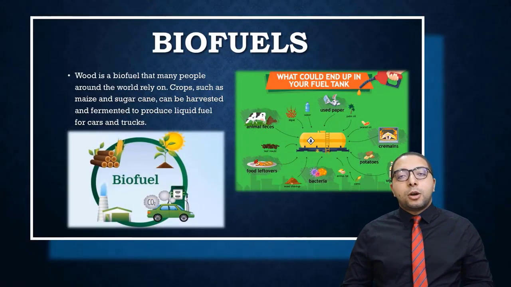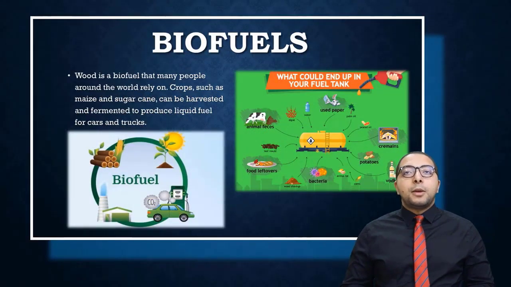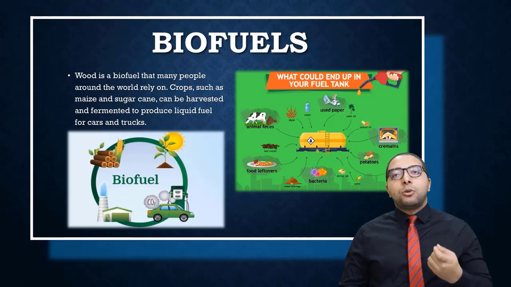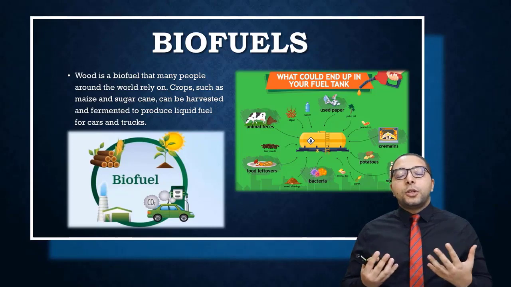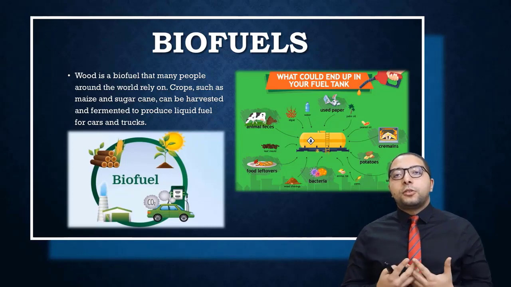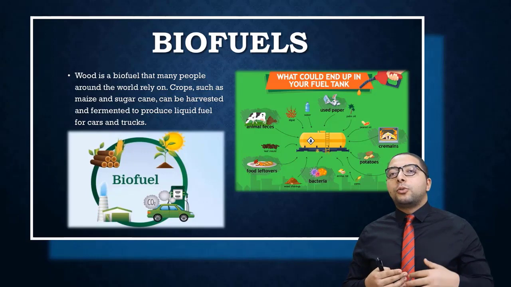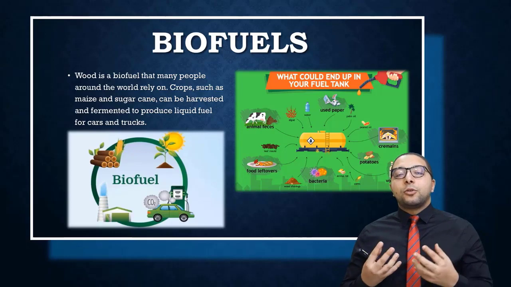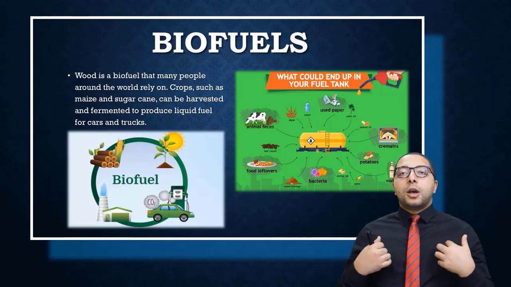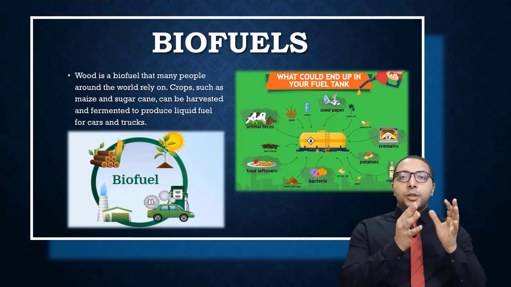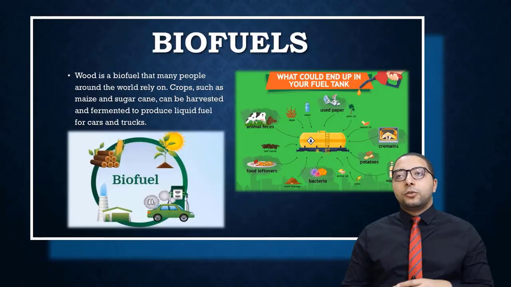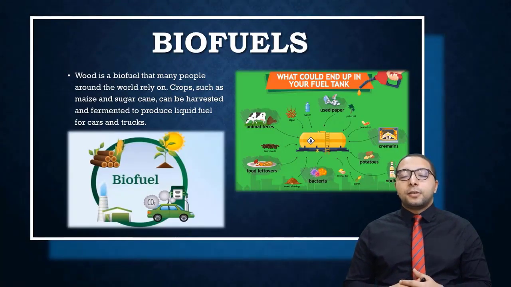At the end we're going to talk about the biofuels. Wood is a biofuel that many people around the world rely on. Crops such as maize along with sugar cane can be harvested and fermented to produce a liquid fuel for cars and trucks. So these crops can be used in order to get fuels by the help of fermentation. The problem is we need to get these kinds of foods in a larger amount than our uses, because we need to take part of it to feed on, and the excess needs to be used as fuels. This is one of the problems facing the biofuels.